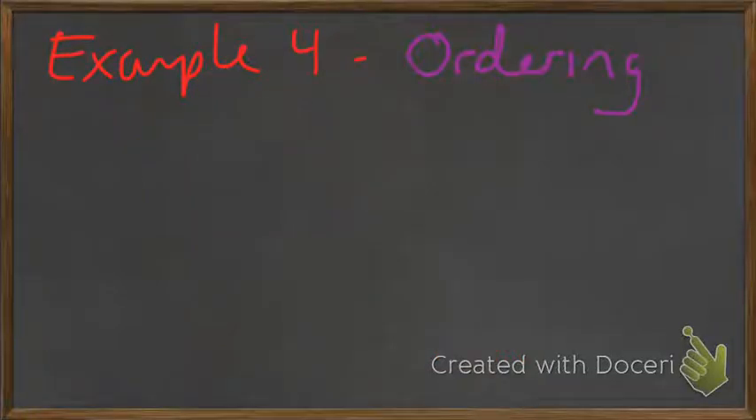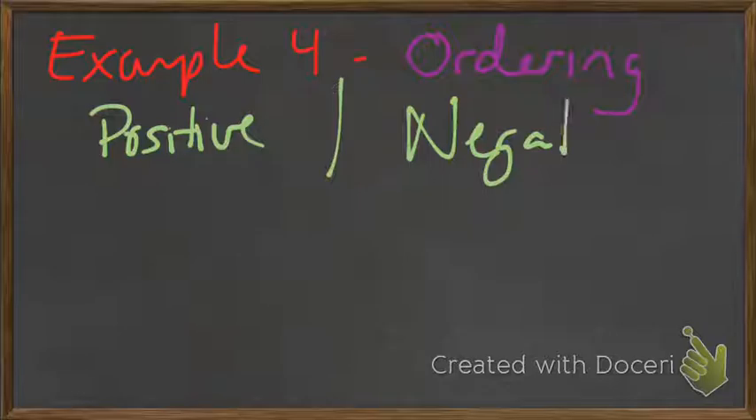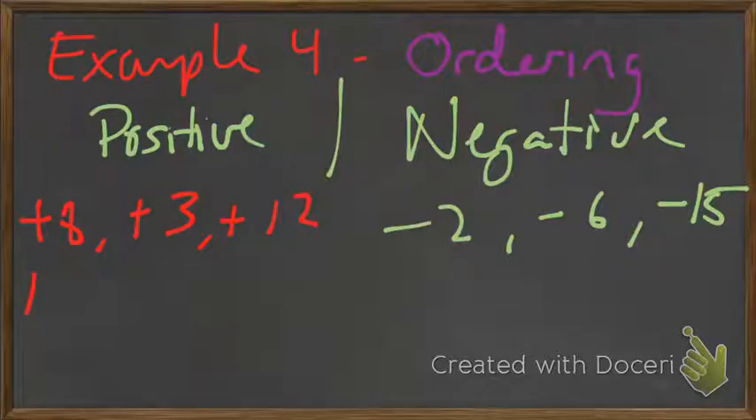When we get into ordering these integers, again, we need to keep in mind the difference between our positive and negative numbers. So if we have negative 2, negative 6, negative 15, and positive 8, positive 3, positive 12, and we want to order them from least to greatest.